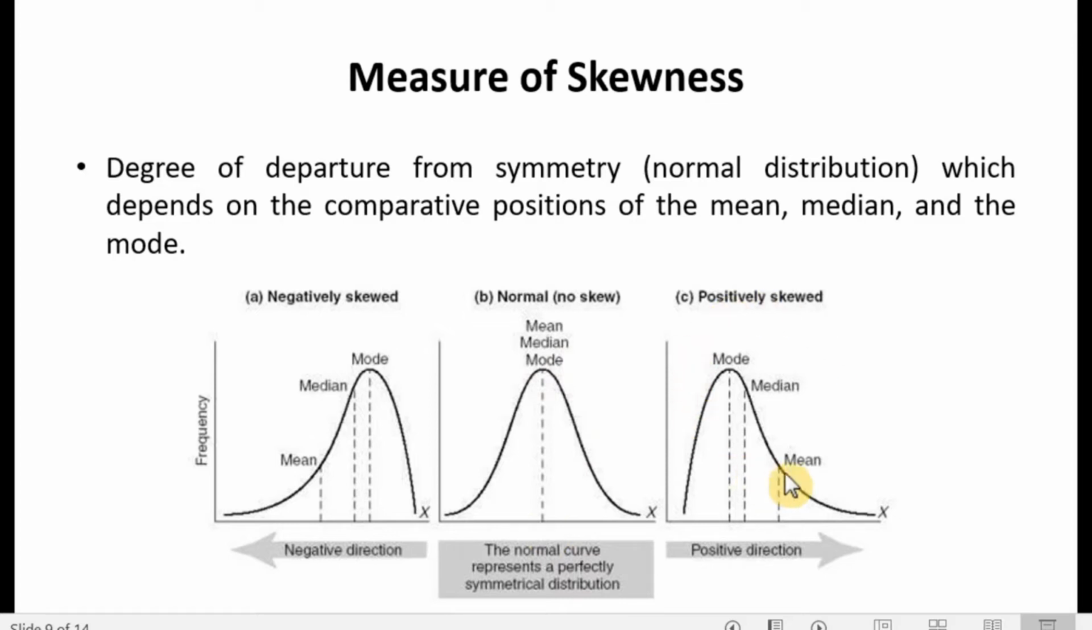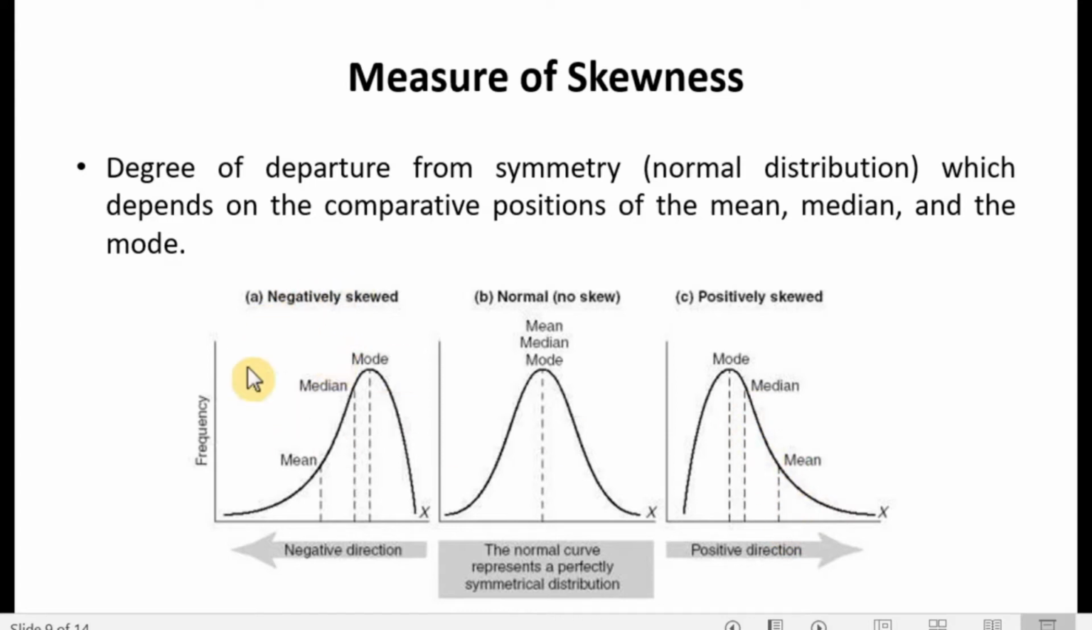This is the graph of a positively skewed distribution. This is the skewed part and it's moving towards the right side. For a positively skewed distribution, it is actually the right side. If we look at the graph, it's the right side that is being skewed. The mean is higher than the median.